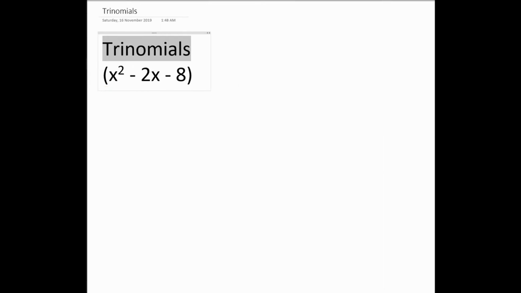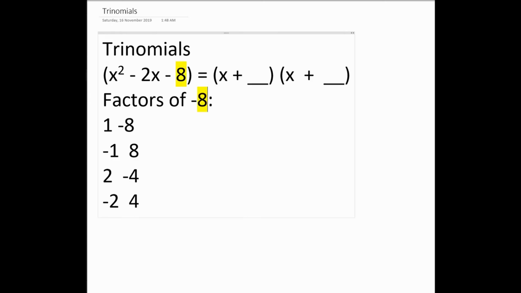So the next polynomial that we have is a trinomial. This one has x squared minus 2x minus 8. As you can see, x squared has a numerical part equal to 1. For that part, we will have an equation something like this: x plus a number, x plus a number, since if you multiply x times x, it will result in x squared. So how do we know what numbers to put there?